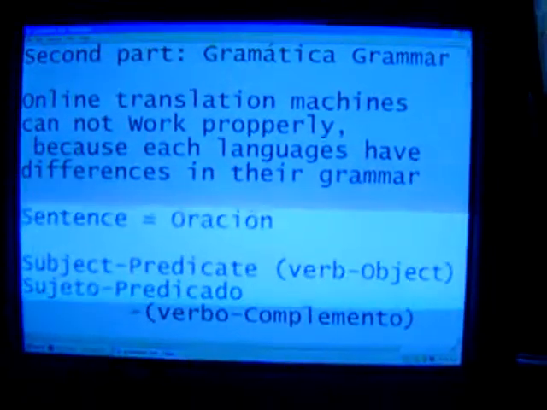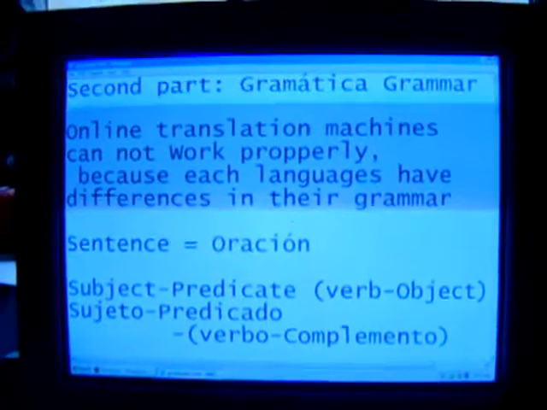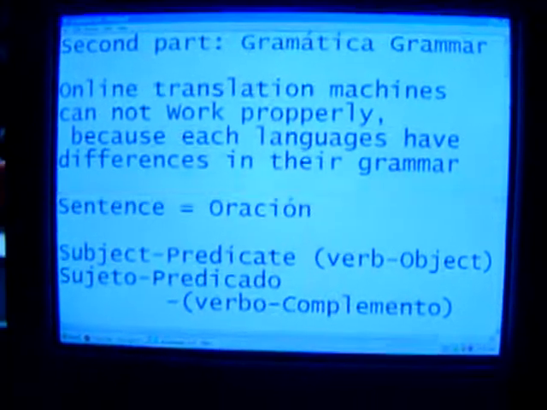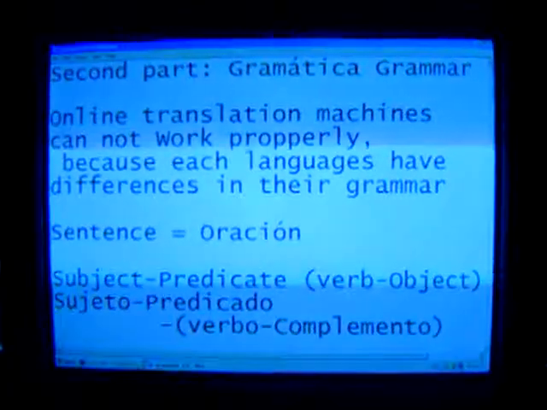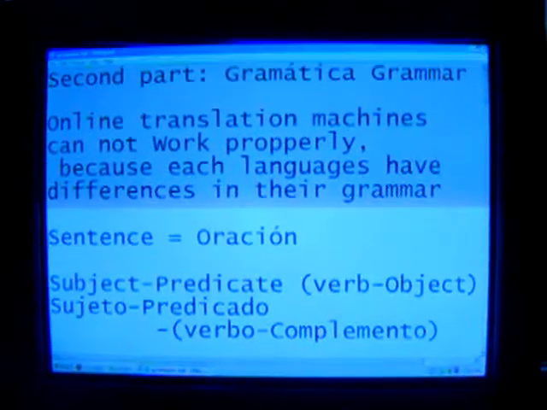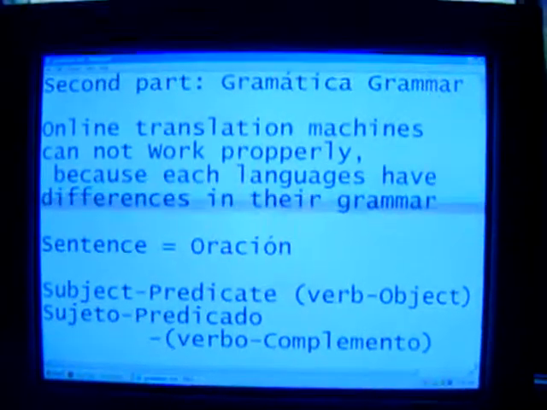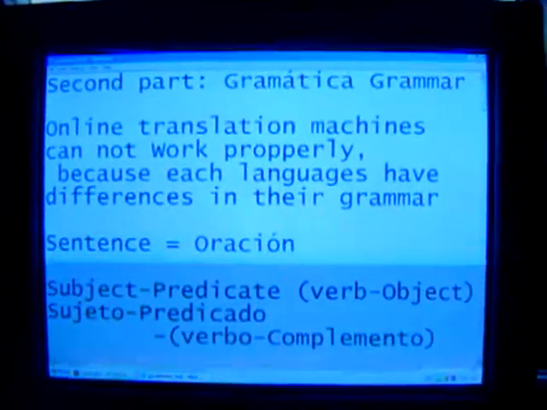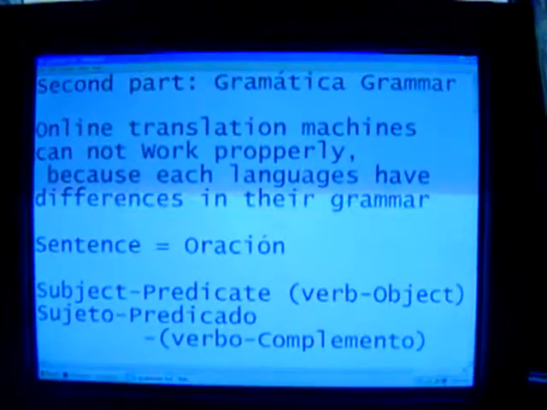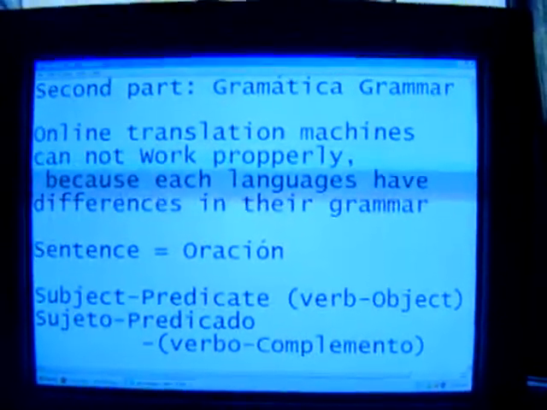Okay, in this part of the course we will learn about grammar. Grammar may be boring, maybe somewhat hard, but grammar is important because grammar makes the difference between a human and an online translation machine. An online translation machine, like Babelfish for example, cannot translate properly because each language has differences in its grammar.